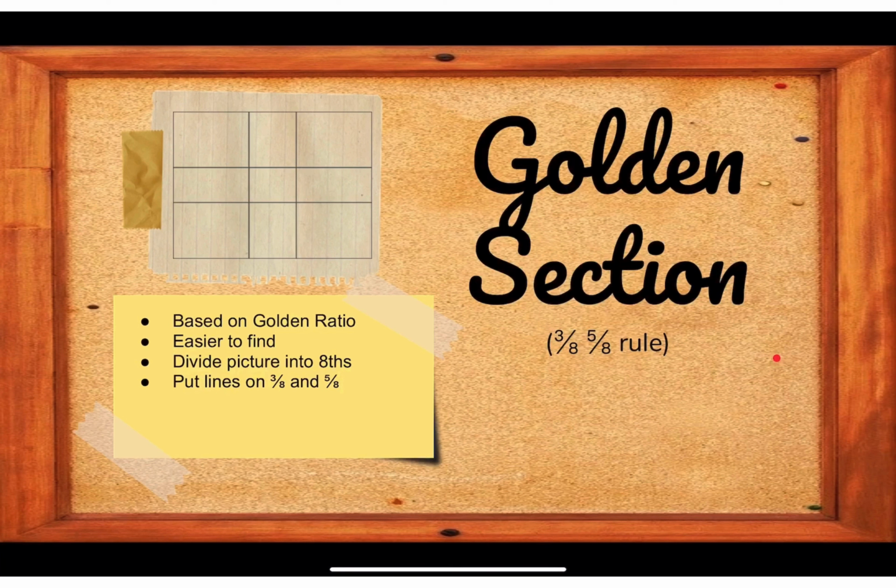So a lot of mathematicians and artists have sat down and figured out, well, if we take our painting and divide it into 8 sections vertically and then horizontally, and you put lines on the 3/8 and 5/8 divisions, then you will create something that is very close to having those relationships. So this is an easier thing to do. Sometimes artists call this the 3/8 and 5/8 rule. It's just a lot easier to find than having to map out that perfectly ratioed rectangle and then find the spiral that sort of implodes on itself.